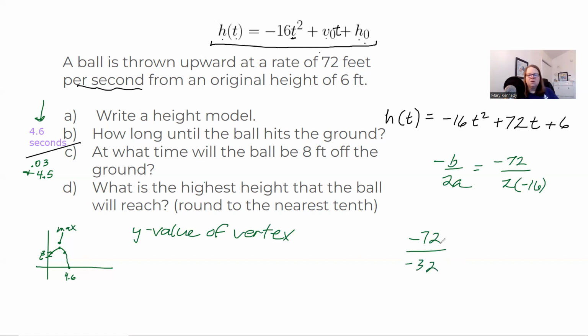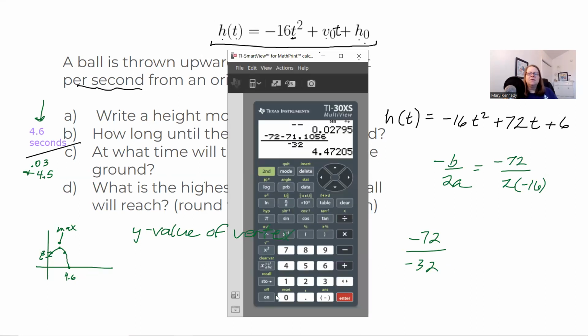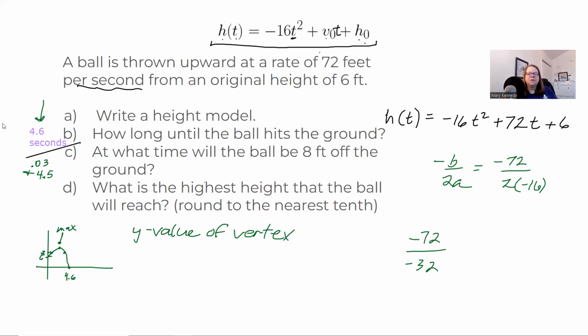-72/-32 is going to be a positive number, we know that. Let's just bring it right back in. -72/-32 reduces to 9/4. And that is about 2.25, just by the way, because that makes more sense to me on a graph to change it to a decimal.